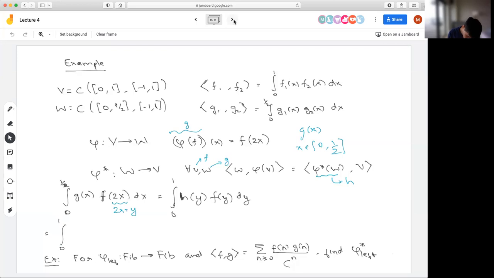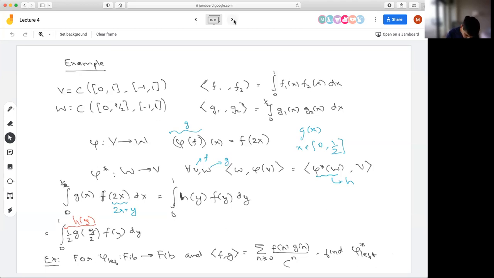So when x goes from 0 to half, y goes from 0 to 1, and you get g of y divided by 2 times f of y, and dx, which is now dy divided by 2. And I will write that half here. So we just match this form of the integral. This is what we want.